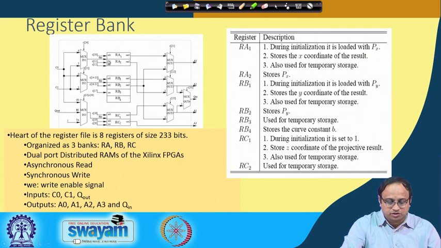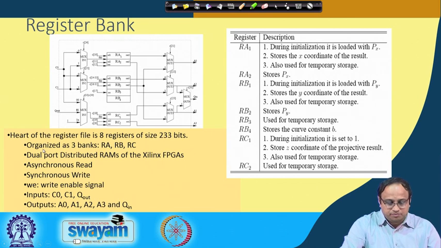Now let us look into the register bank, which is at the heart of the design. There are 8 registers, each of size 233 bits, because my arguments are of size 233 bits. They are organized as 3 banks and implemented as dual port distributed RAMs, which are present in the Xilinx FPGAs. But you can find similar constructs in other architectures or platforms as well.